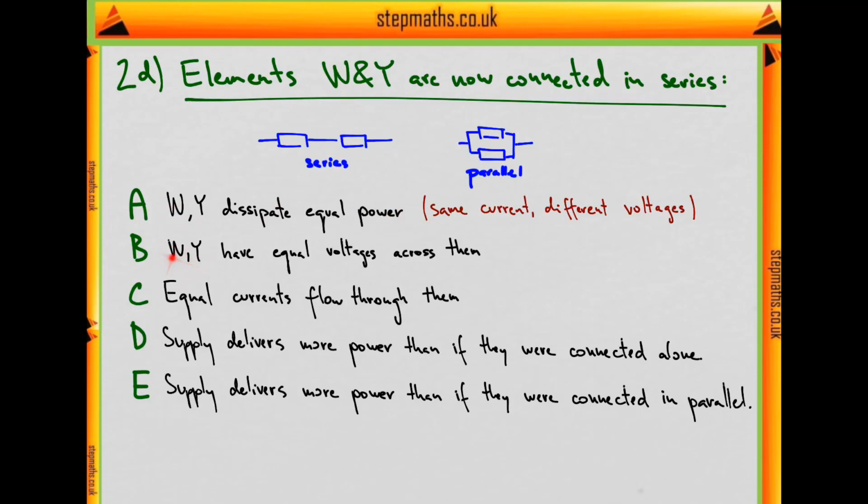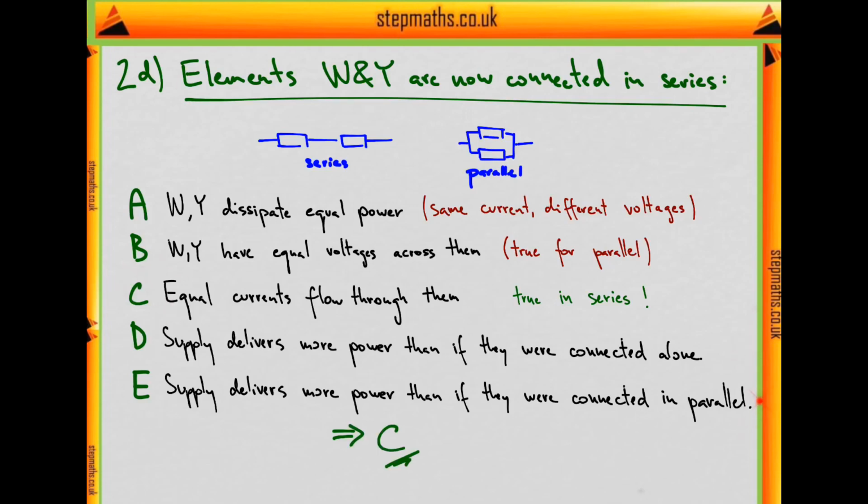So how about B? W and Y have equal voltages across them. That's true in parallel. Two elements in parallel will always have the same voltage across them, different currents, but the same voltage. It's the opposite of what happens in series. But here we are in series, and as we said before, the voltages are different. So B is wrong. And C, finally, is the one which is correct. In series, equal currents flow through all elements. So we found our correct answer, C.